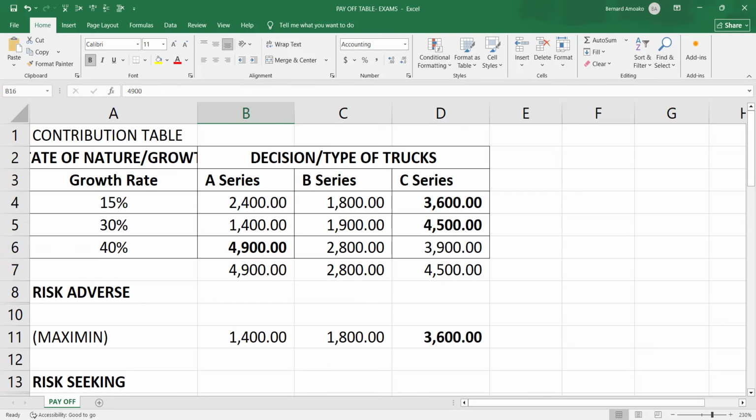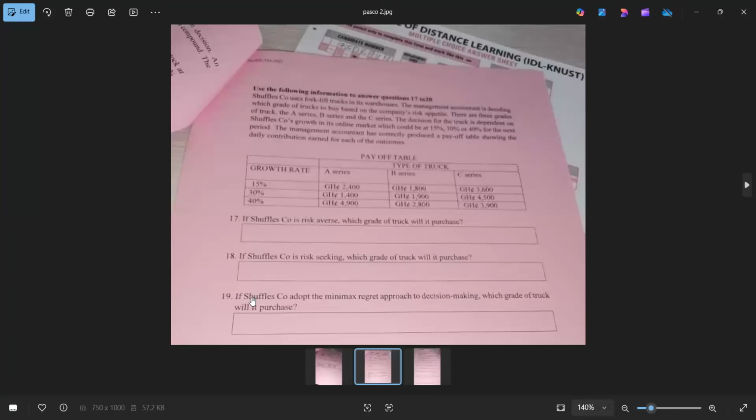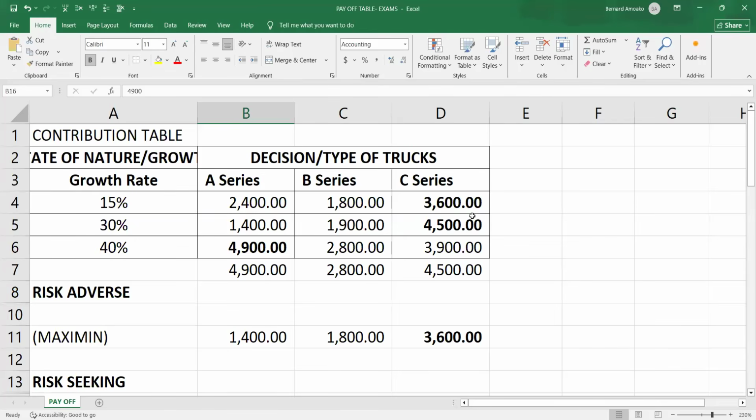Okay. Now the next question was asking us to do the regrets. Look at it carefully. It says, let's construct the minimax regret approach to the decision making. Which grade of track will it purchase? And I said that with this one, our focus will be on the market. So our focus will be market by market, selecting the best option. So let's go to this market condition, 15%. What is the best option?